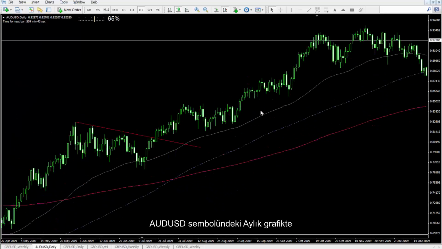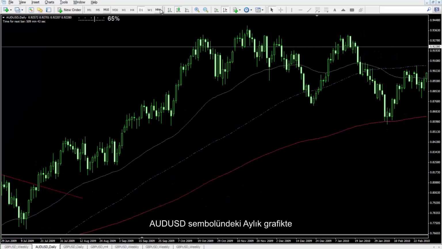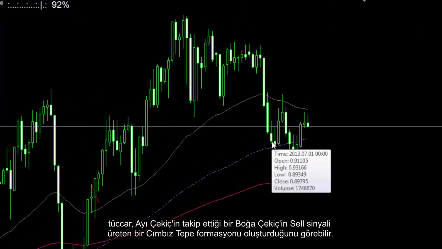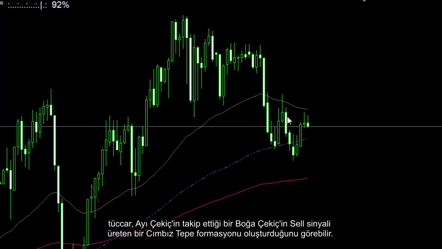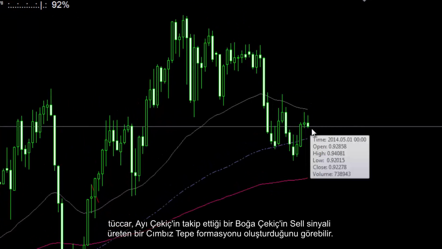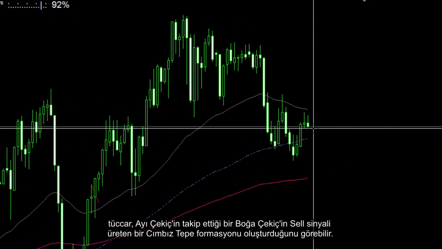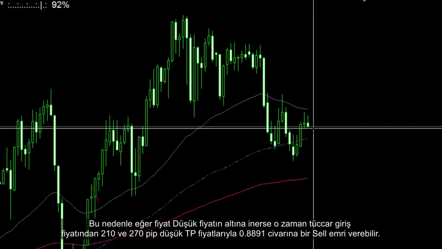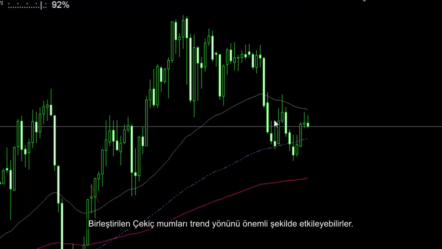On a monthly chart of Australian against US dollar symbol, a trader can detect a bullish hammer followed by a bearish hammer, created a tweezers top pattern that generated a sell signal. So, if a price decreases under the low price, then a trader can place a sell order with TP prices 210 and 270 pips lower than the entry price, around 0.8891. Connected hammer candles can affect trend direction considerably.